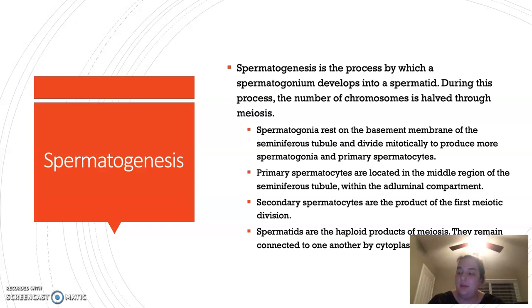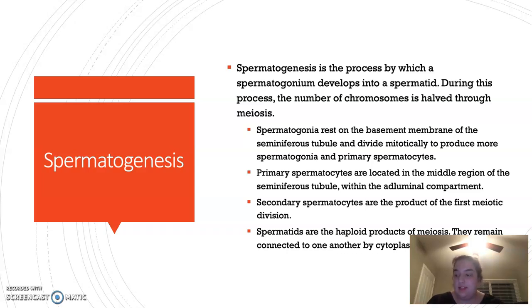Spermatogonia rest on the basement membrane of the seminiferous tubule and divide mitotically to produce more spermatogonia and primary spermatocytes. The spermatogonia remain in the basal compartment, while the spermatocytes are located in the adluminal compartment. Primary spermatocytes are located in the middle region of the seminiferous tubule, within the adluminal compartment. These cells have a prolonged prophase that gives rise to the first meiotic division.